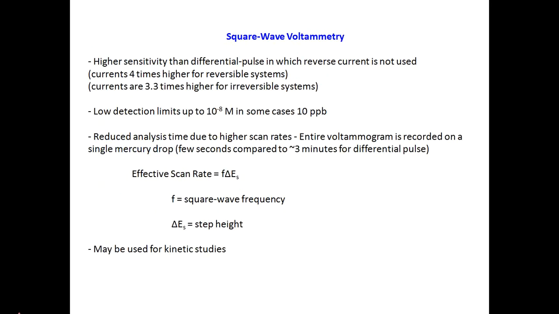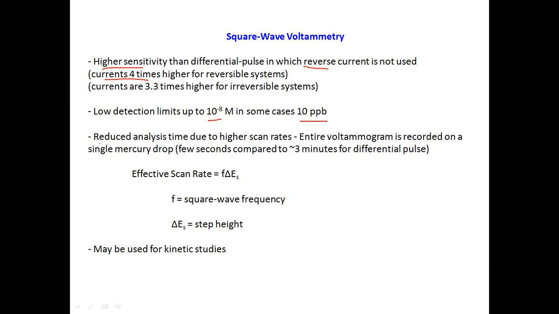In square wave voltammetry, a higher sensitivity than differential pulse is obtained, because in differential pulse polarography there is no reverse current pulse applied, so no reverse current is measured. But in this case a reverse current is measured, so it provides a higher sensitivity. The current is 4 times higher here, and the detection limit goes beyond 10 to the power minus 8, meaning concentrations lower than this can be determined. In some cases, around 10 parts per billion concentration can also be measured using square wave voltammetry.